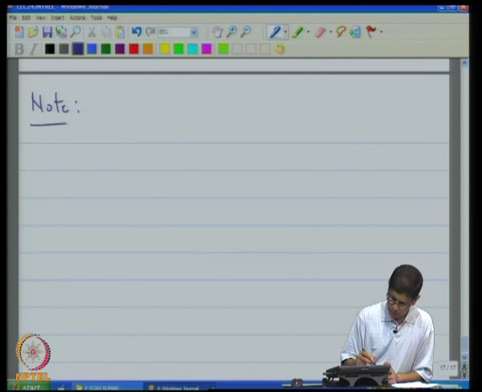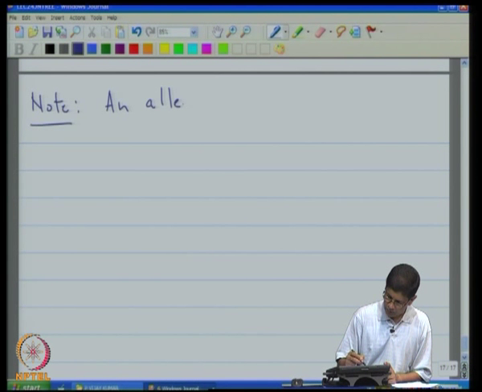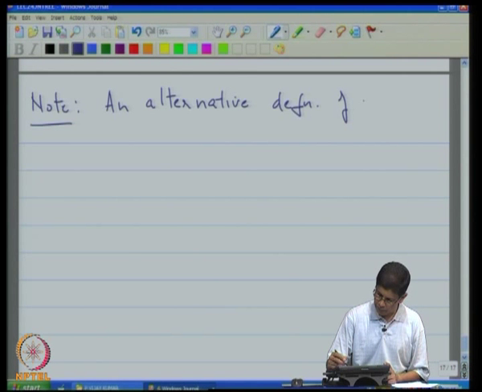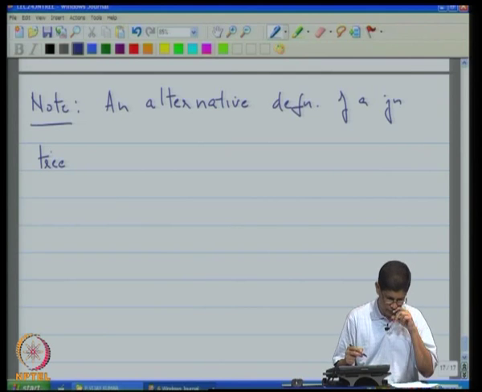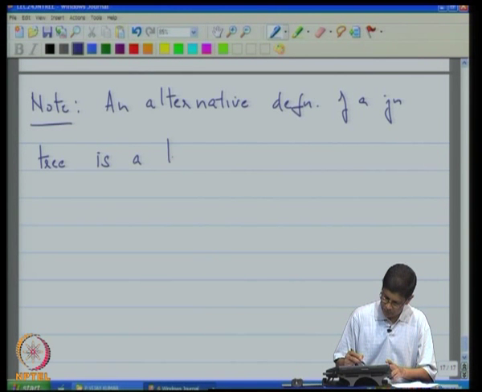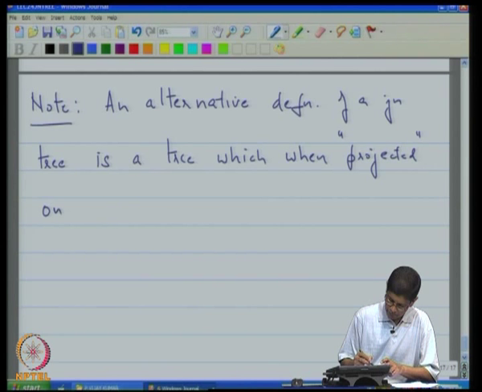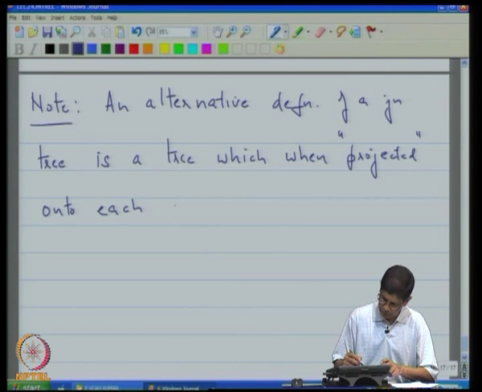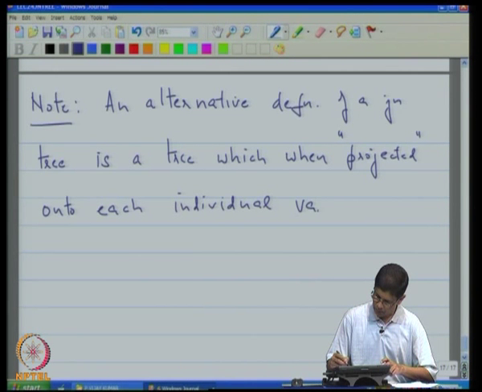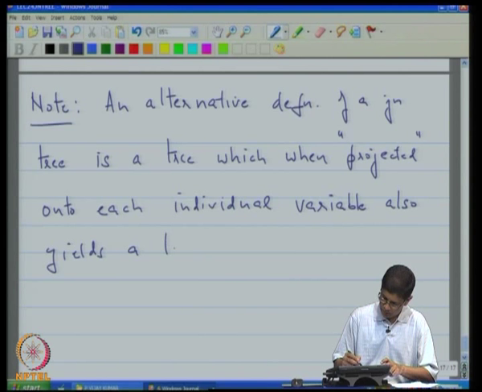So, note an alternative definition of a junction tree is a tree which, when projected, and I will put this in quotes since this needs some explanation, projected onto each individual variable also yields a tree.